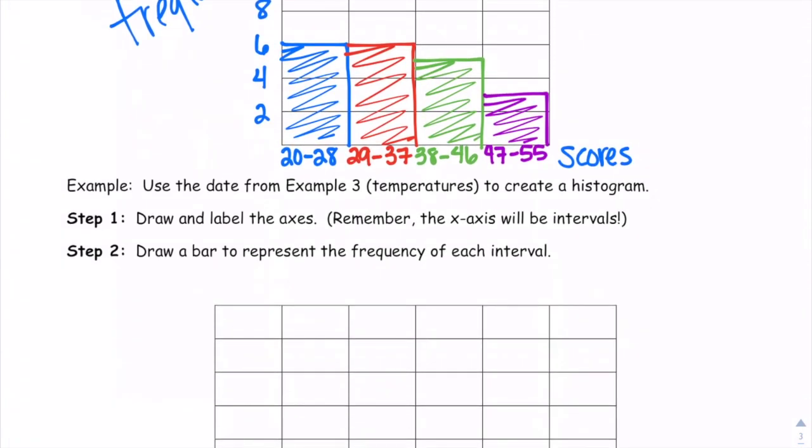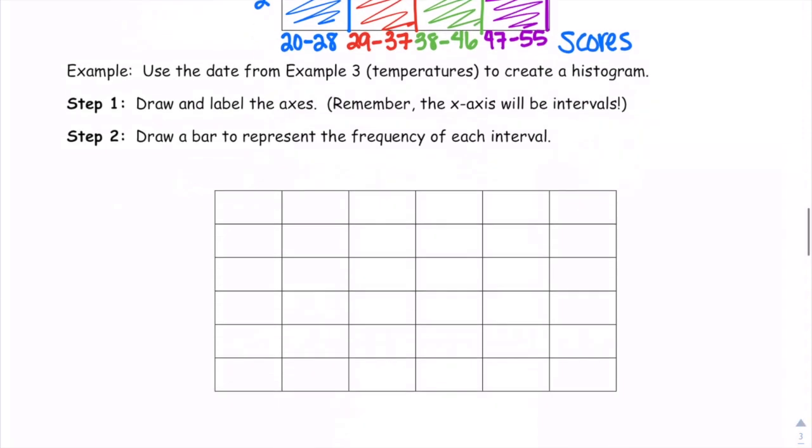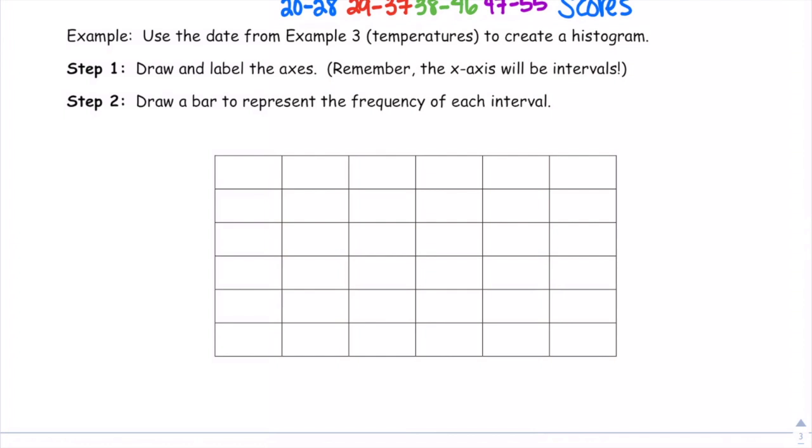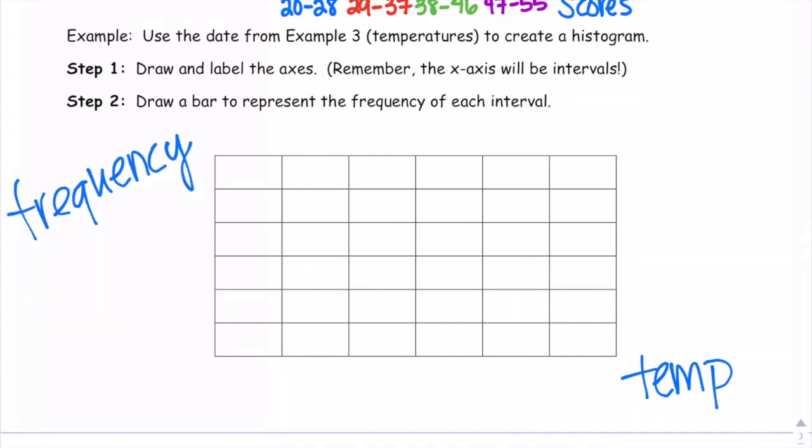So example, I should also say data. I don't know why it says data in these. Use the data from example 3, temperatures, to create a histogram. So again, we're going to label our axes. So the x-axis is going to be our temperatures, and the y-axis is going to be our frequencies. And so I'm going to label all my intervals down here.